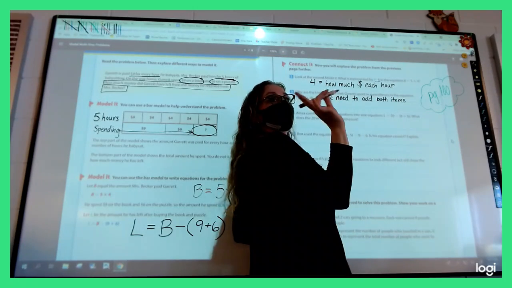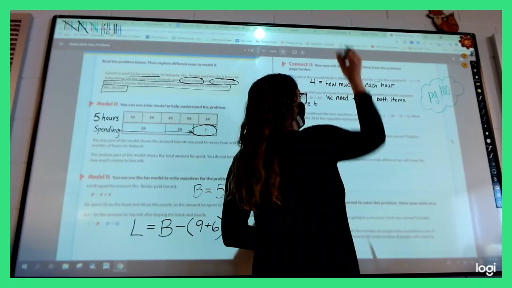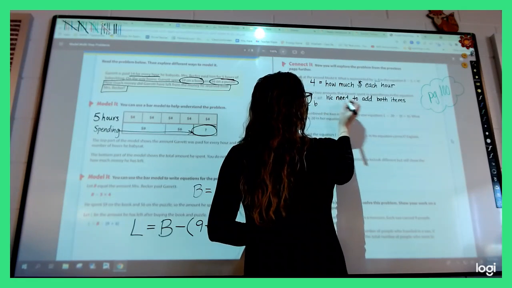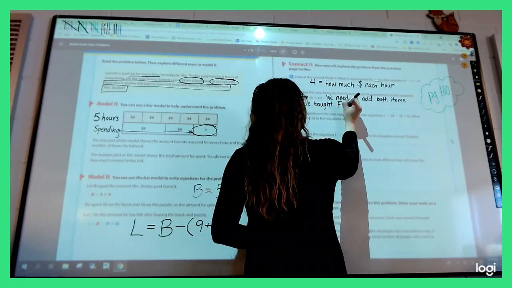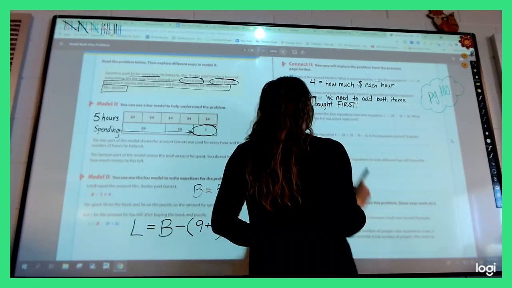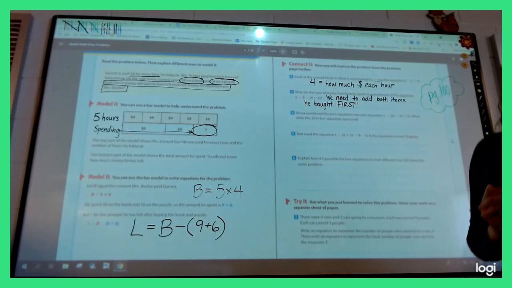Just making sure we're all writing this with me. This is what we're doing in math class, pencils in hand. We need to add both items he bought first. And parentheses tell us to do things first.